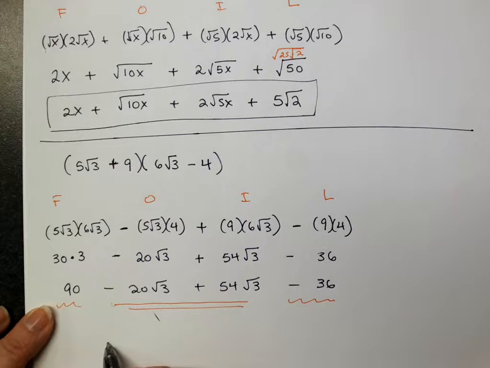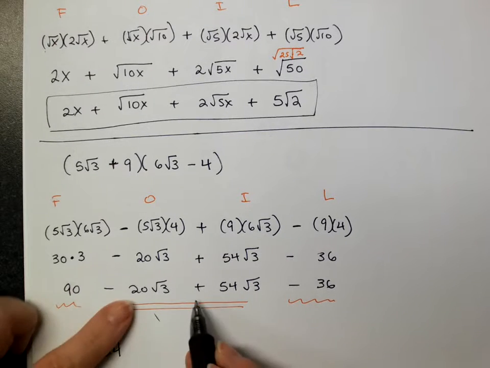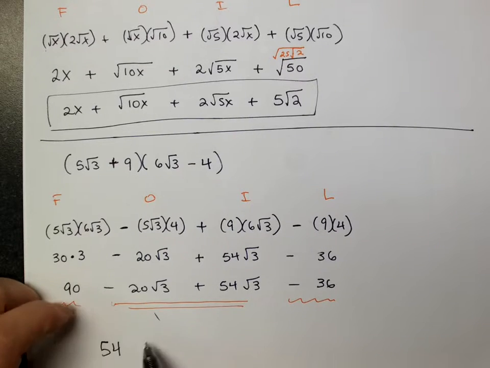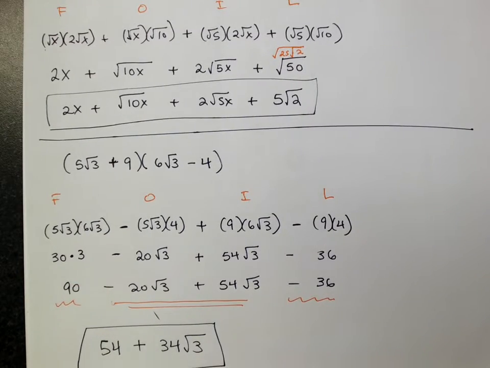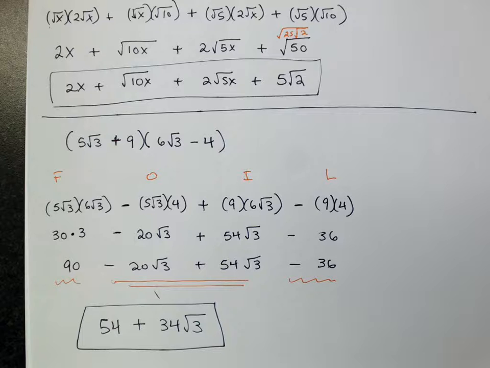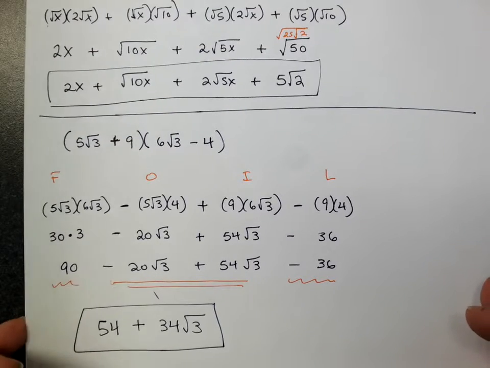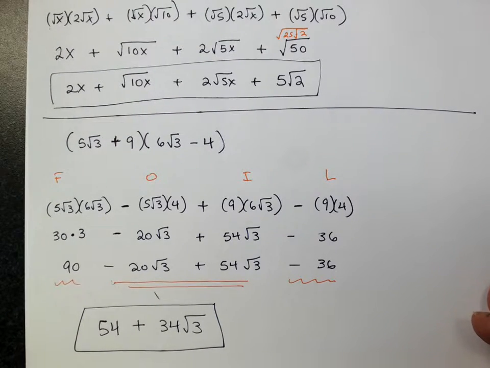So this is 54. So 90 minus 36, 54. And then combine negative 20 and positive 54 to get a positive 34 radical 3. And if you wrote 34 radical 3 plus 54, that's fine too. Okay? All right. Questions? Problems? All right, let's do binomial squared.